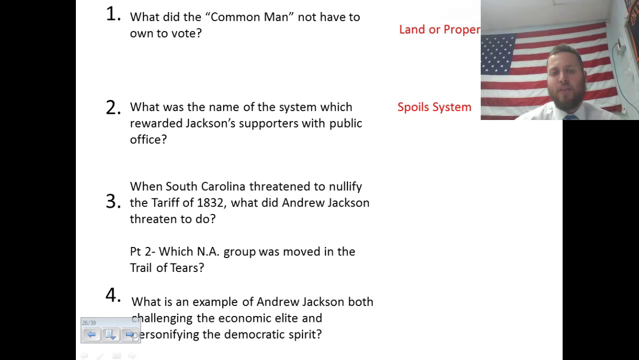Number 3, when South Carolina threatened to nullify the tariff of 1832, what did Andrew Jackson threaten to do? He threatened to send in federal troops. He said, if you're going to nullify, I'm sending in federal troops. Part 2, which Native American group was moved in the Trail of Tears? That would be the Cherokee. The Cherokee Indians were relocated from Georgia to Oklahoma. Number 4, what is an example of Andrew Jackson both challenging the economic elite and personifying the democratic spirit? That is the bank war.